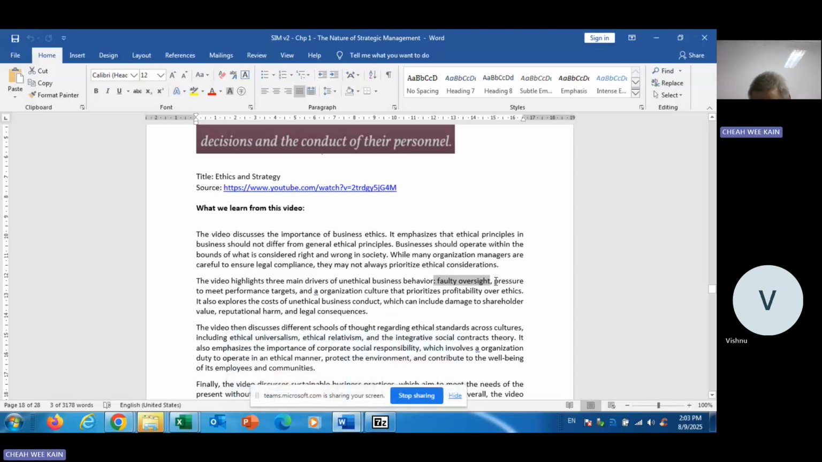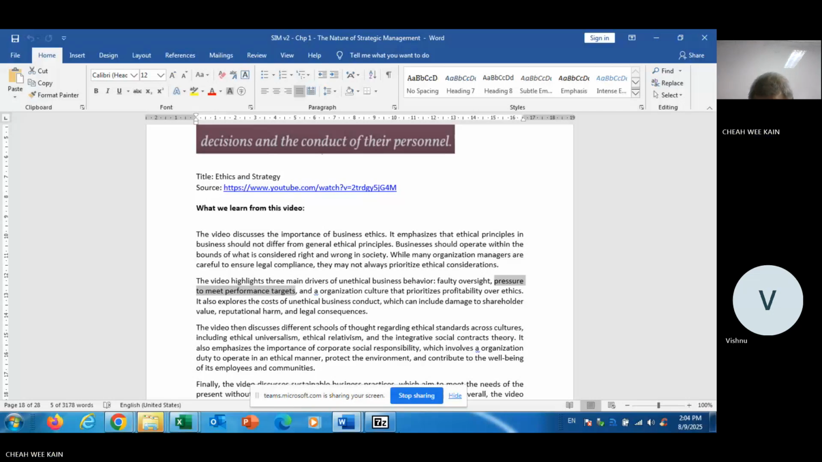Pressure to meet performance target. The boss says we must increase sales by 10%. How to increase sales by 10%? So sometimes we do bad ethics. We start to say competitor product not good. Even though the competitor product is very good, we say competitor product not good. That is because we want to meet our own performance target. But saying your competitor product is no good is actually bad ethics.